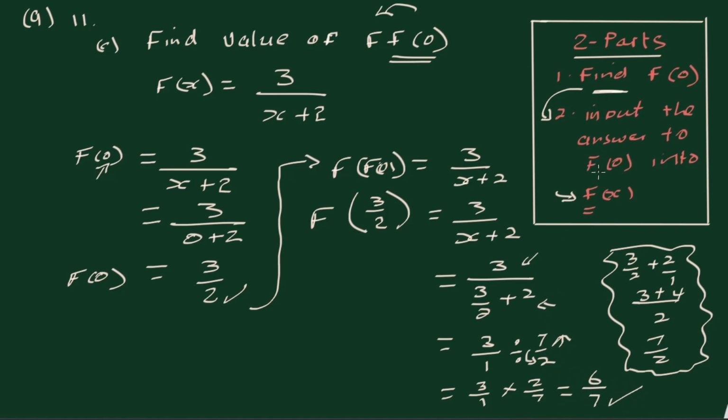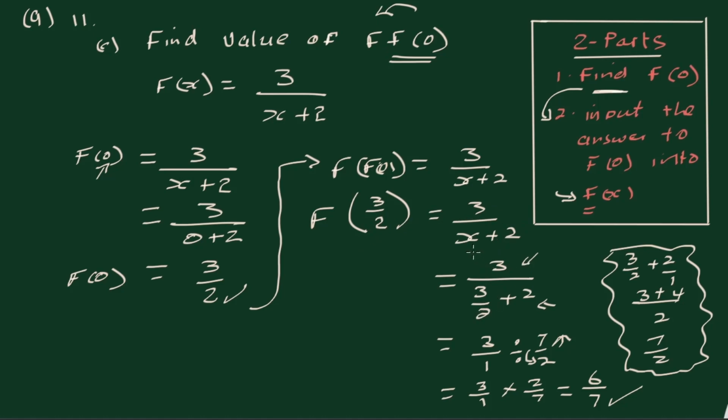So again, I'm just going to recap. This question has to be done in two parts. First we find f(0). f(0) gives us 3 over 2. After having found f(0), we inputted that into the function f again, because we are going to reuse the same function f. So we input 3 over 2 into function f.